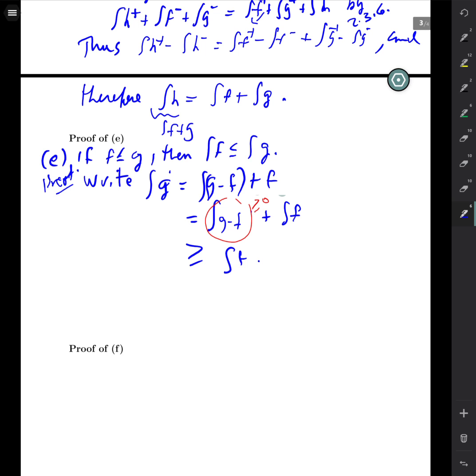Moving on to part E of this theorem, the statement of E, I've written here again. If f is less than or equal to g, then the integral of f is less than or equal to the integral of g. Recall that in this theorem, f and g are both integrable, so it makes sense to write those integrals. And this is similar to what we did in the earlier case for non-negative measurable functions.